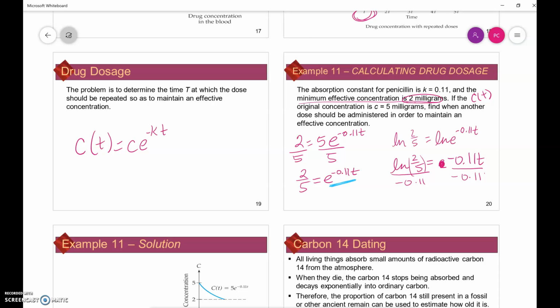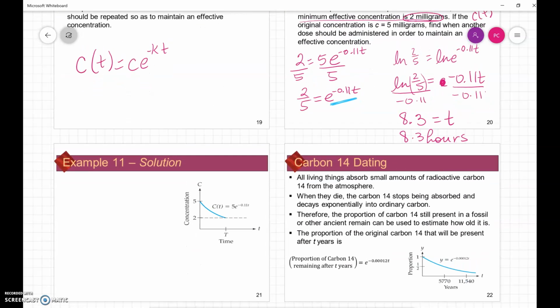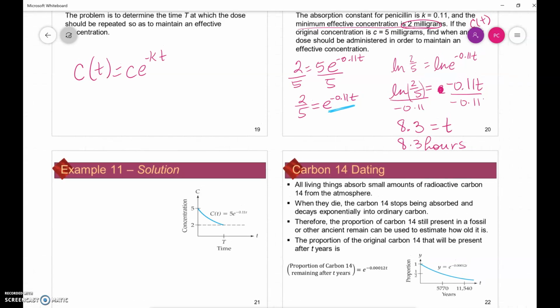And we should get 8.3 equal to t. So about every 8 hours, or 8.3 hours. And if you look at the next slide, slide 21, here's a graph of what that would look like.